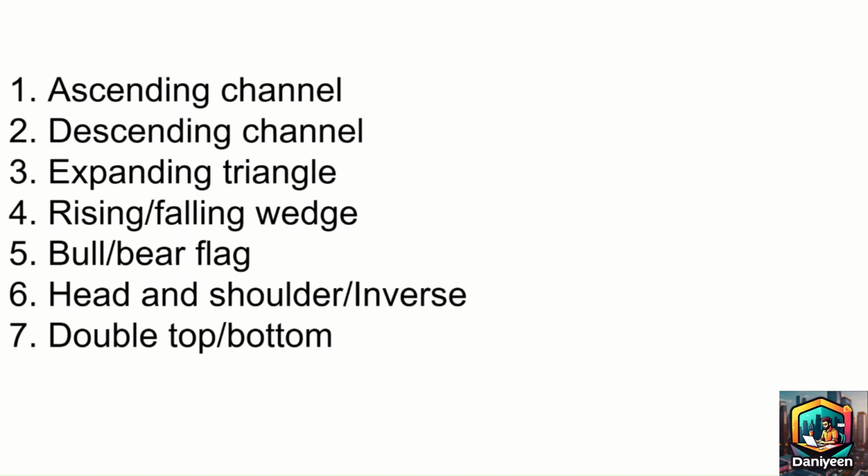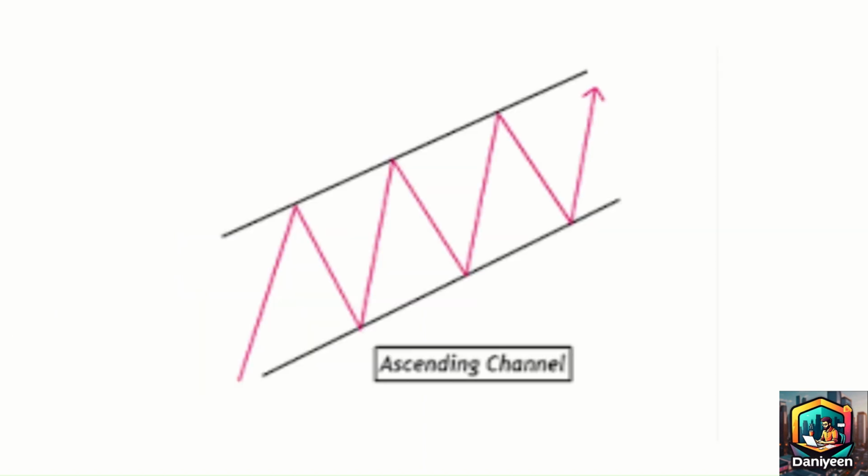So number one, number two is descending channel. Number three is expanding triangle. Number four is rising and falling wedge. Number five is bull and bear flag. And number six is head and shoulder, then inverse head and shoulder also. Then number seven is double top or double bottom. So let me show you some of them.